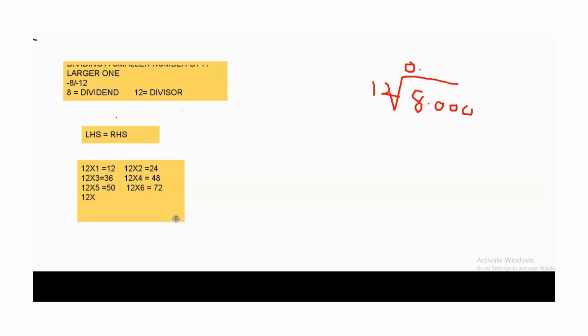12 times 7, that's 84. 84 is bigger than 80, so we're not going to take 7, rather we will pick 6. Why? Because 72 is less than 80. It is the nearest number to 80 when multiplied by 12. So our result will be 6. That means we'll get over to our long division bracket and put a 6 here. So 6 multiplied by 12 gives 72.